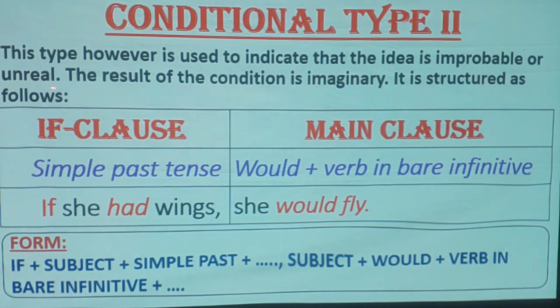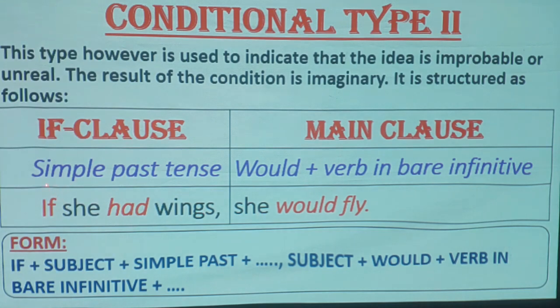It is structured as follows. Same, if clause, main clause. So here it's different. In the if clause, simple past tense. In the main clause, would plus verb in bare infinitive. Bare infinitive means without to. Okay, bare infinitive means verb without to. فعل بدون to. Example, if she had wings, she would fly.